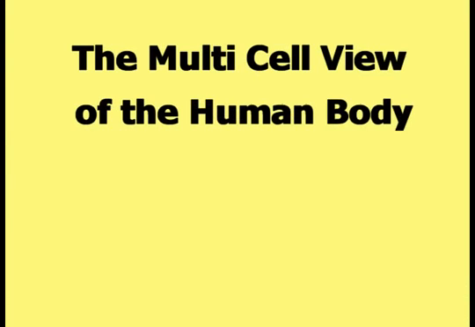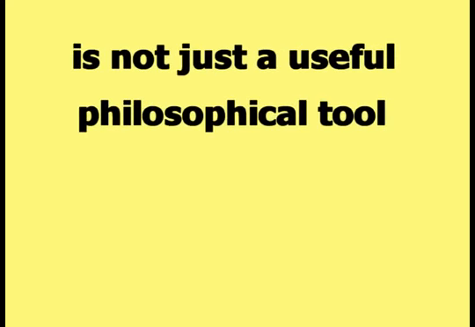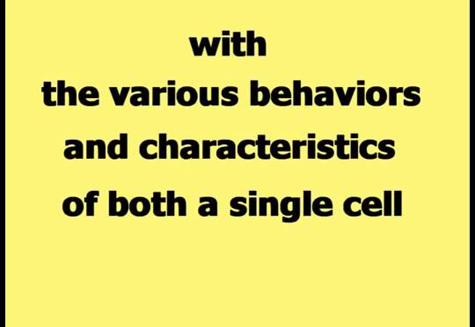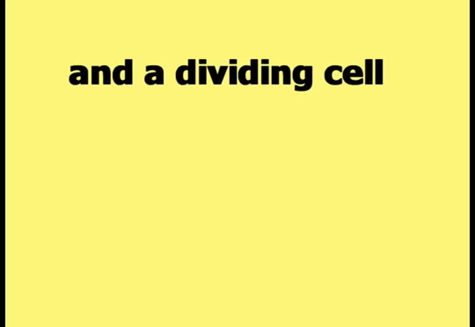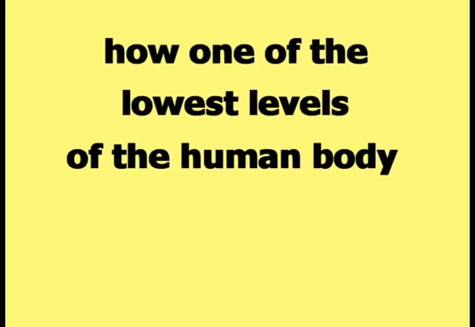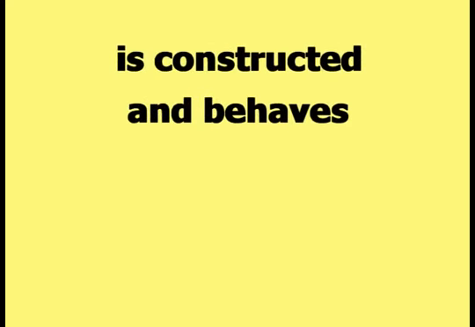The multi-cell view of the human body is not just a useful philosophical tool. By combining the multi-cell view of the human body with the various behaviors and characteristics of both a single cell and a dividing cell, it is possible to describe in almost complete detail how one of the lowest levels of the human body is constructed and behaves.